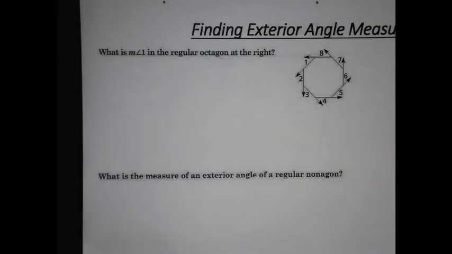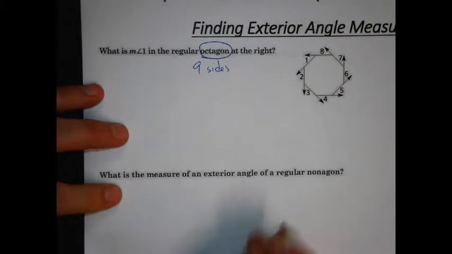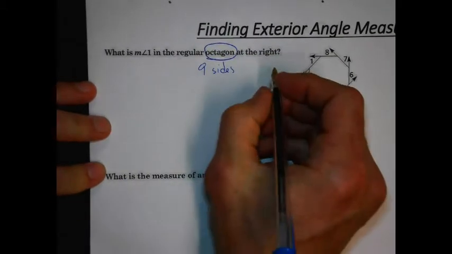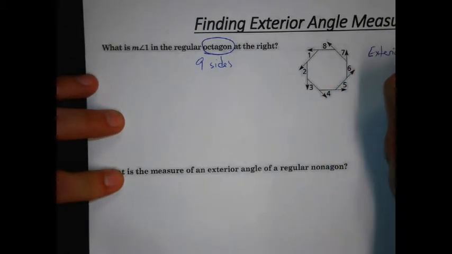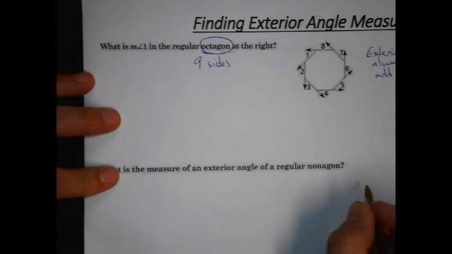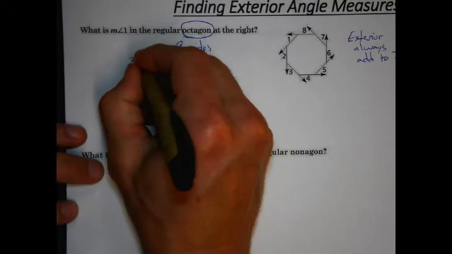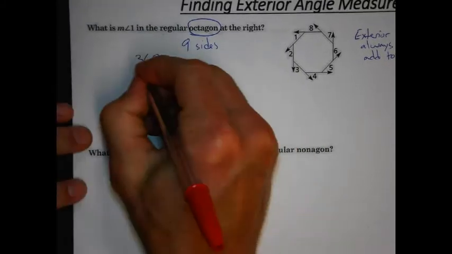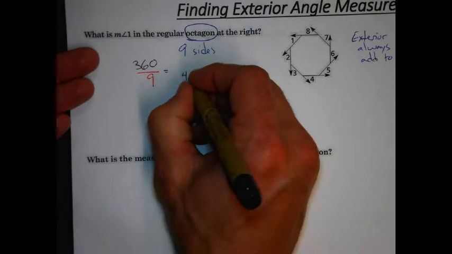Well, we have an octagon. That's 9 sides, right? It doesn't matter how many sides a polygon has. The exterior angles are always going to add up to 360. Exterior always add to 360. So to answer this question, yeah, it is that simple. All we have to do is divide 360 degrees by 9. An octagon has 9 sides. Exterior angles always add to 360. The measure of angle 1 is 40.